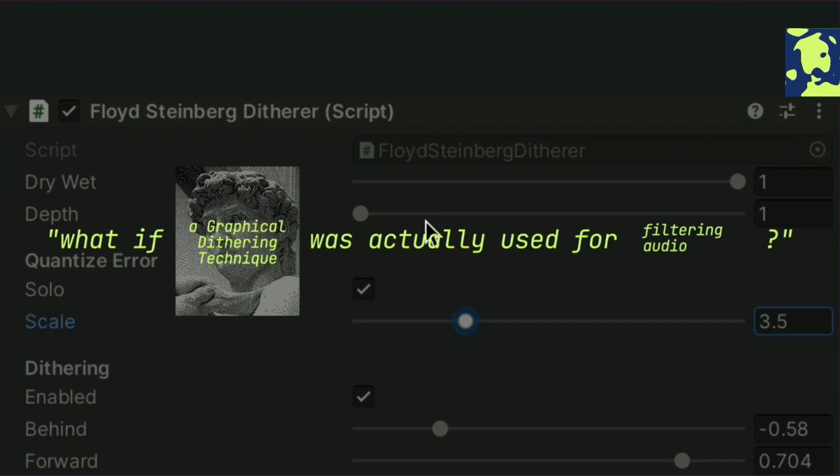And this one's kind of cool because it sounds like the audio equivalent of dithering, but when you mess with it, you can get distortions and bit crusher type effects. So I thought that was pretty cool.